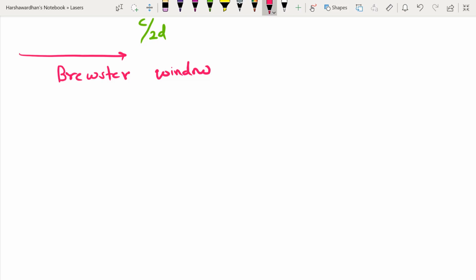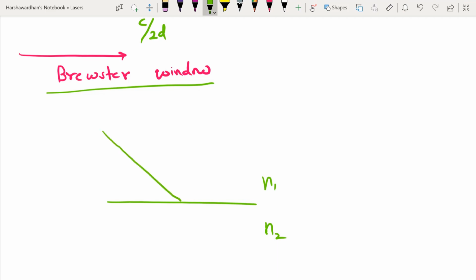The idea is the following. We use something called the Brewster effect, which you might have learned in school. So imagine that there is an interface where I'm going from a refractive index region n1 to n2, and I'm coming in with an input light. That's my input ray, and then you get the reflected light, and also you get the transmitted light, right? So this is my input, this is my reflected light, and this is my transmitted light.